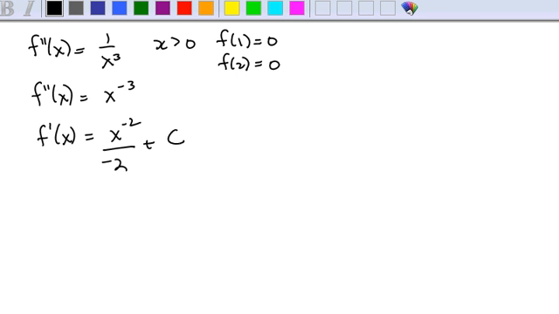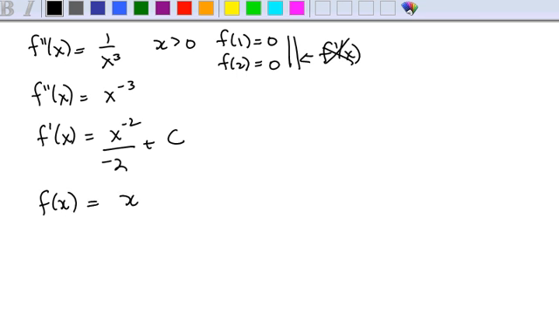Now unfortunately I can't find what c is at this point because my initial conditions have nothing to do with the function f prime of x. There's no information about that in these initial conditions, so I can't use them yet. I've got to go one step further and find the actual function or expression for the function.